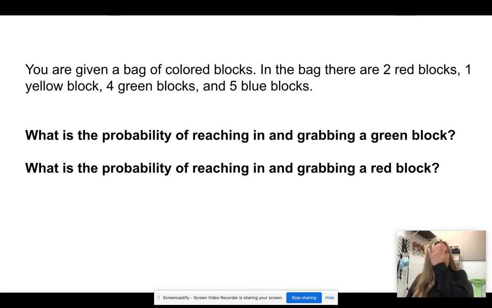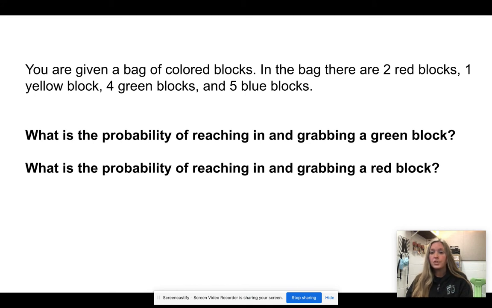So to answer these 2 questions, we need to first find out what the sample space is, or the total outcomes. So that's how many total blocks are in the bag. So we need to add the 2, the 1, the 4, and the 5. So there's 12 total blocks. So that's going to be the denominator of our fraction. The desired outcome, or the block we're looking to pick out, the color, that's going to be the numerator.